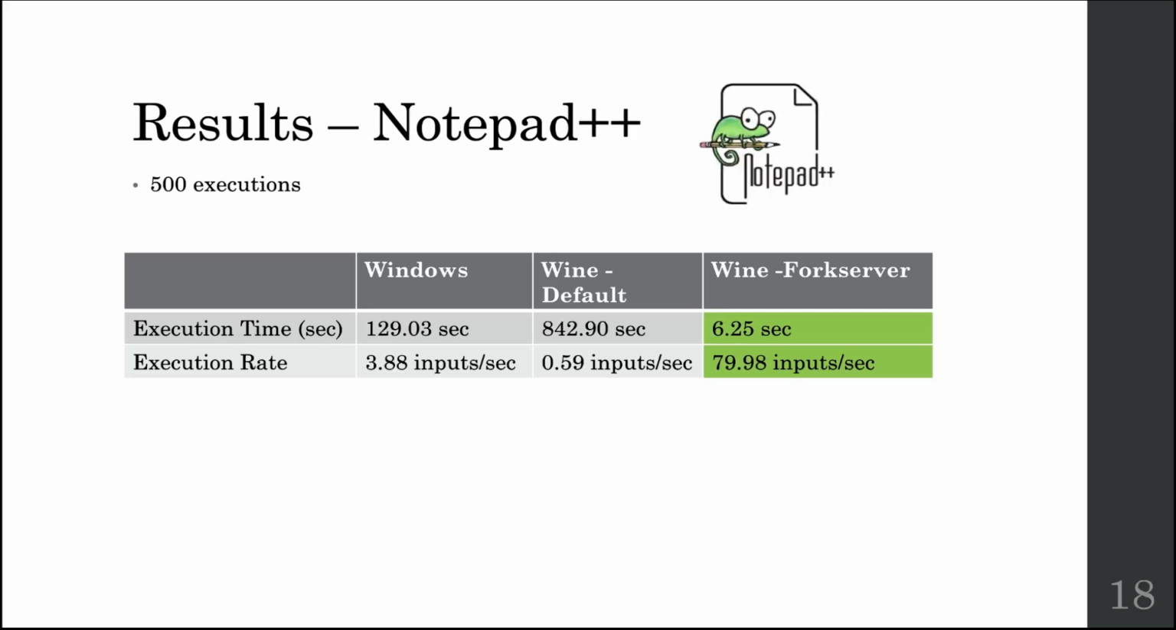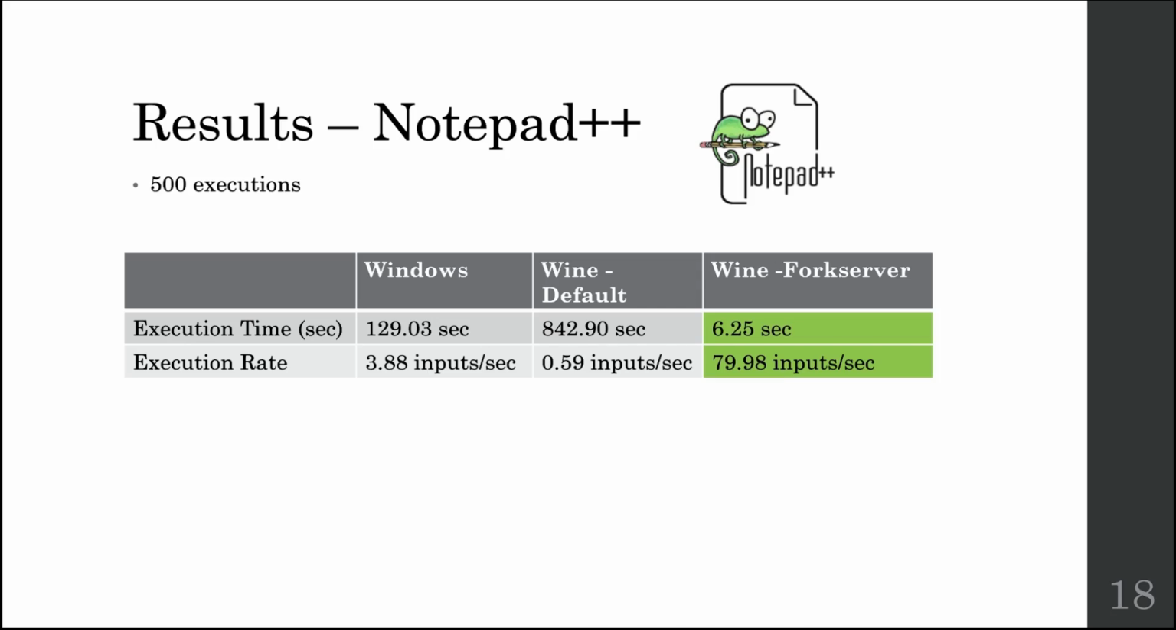Next, we tested Notepad++. On Windows, it completed 500 iterations in about 129 seconds, giving us an input rate of 3.88 inputs per second. Notepad++ opens up all open files as tabs in one window, so we think that contributed to the increased rate over Notepad.